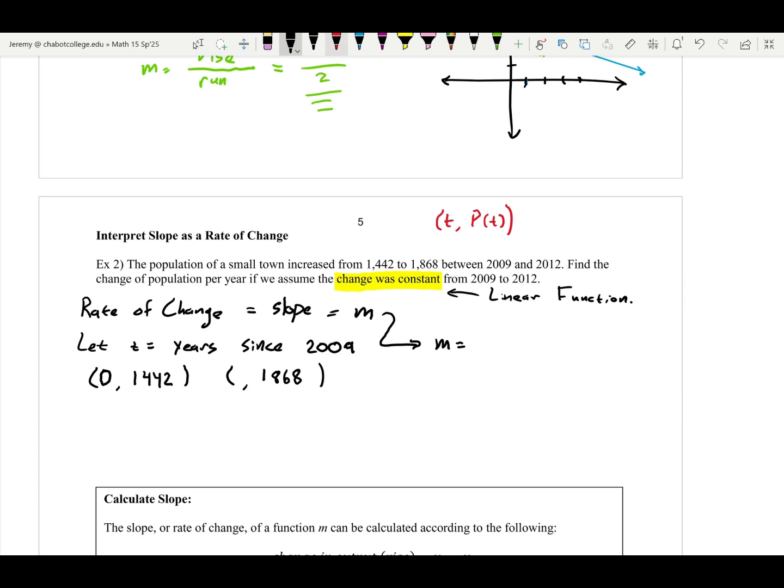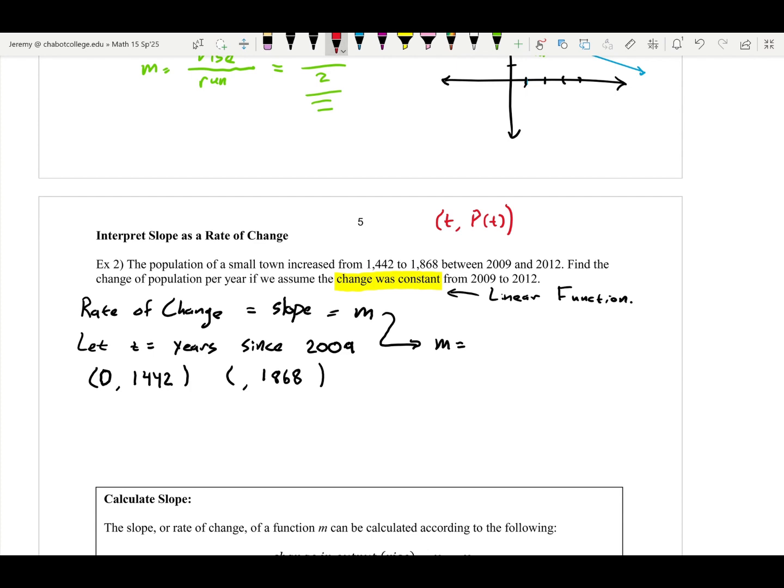Now we want to know, what is our t value going to be right here. So we know that the year that's associated with this population is 2012. So how many years since 2009 is 2012? So you might be able to just come up with it and say, 3 years.